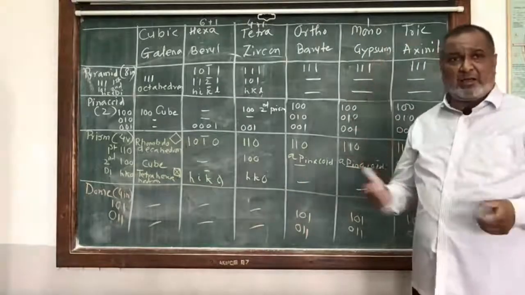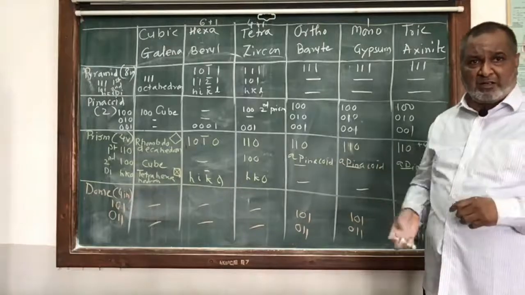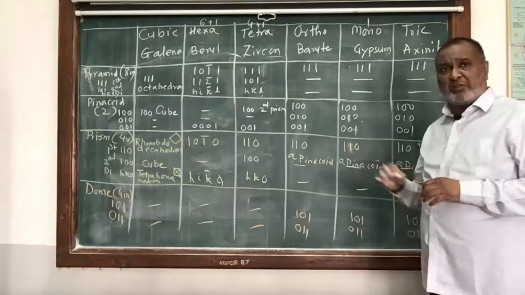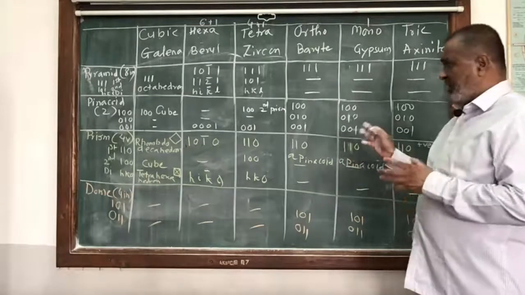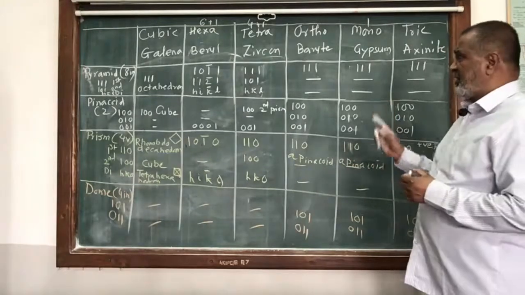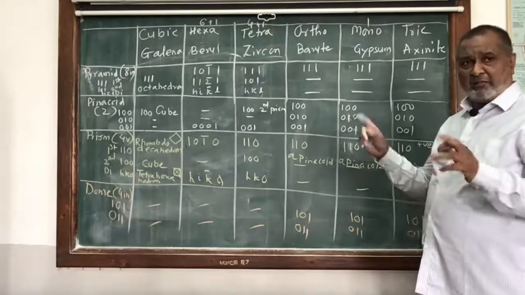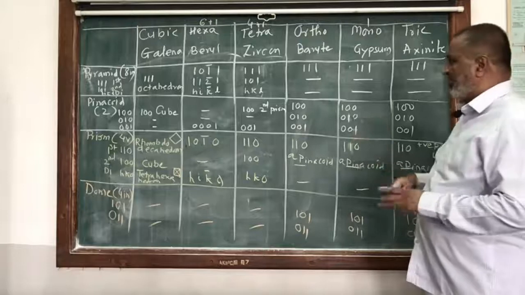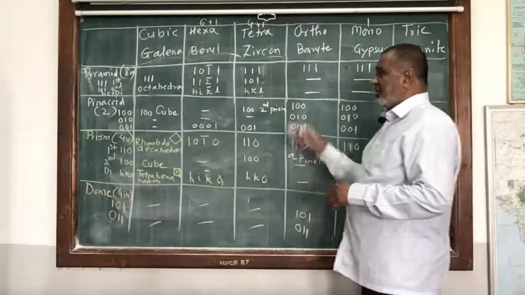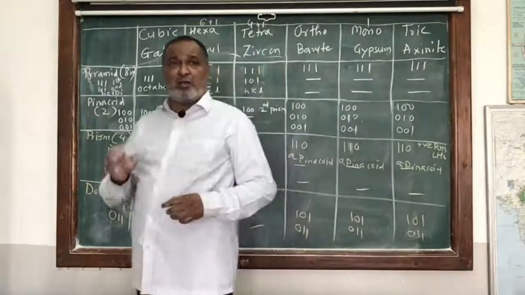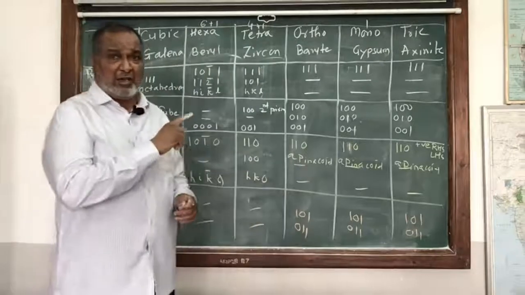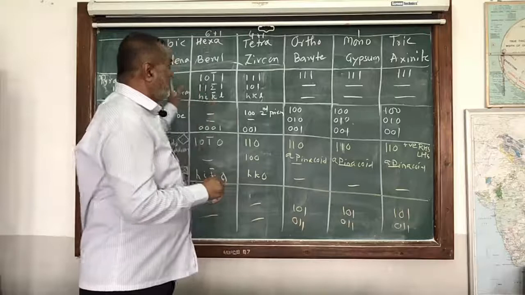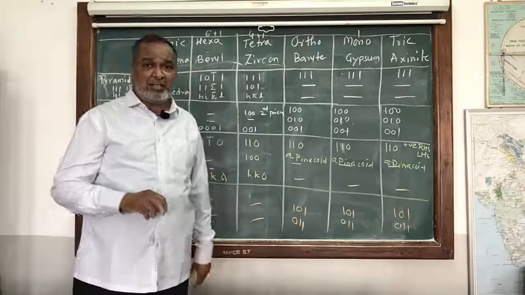I'll make a photograph and I'll hide it in the videos so that you can get the complete picture. Put it wherever you have your study table, make it out once or twice. If you make it out and discuss with your friends, you will easily remember at a glance the crystallographic indices and the forms from the cubic system to the triclinic system.